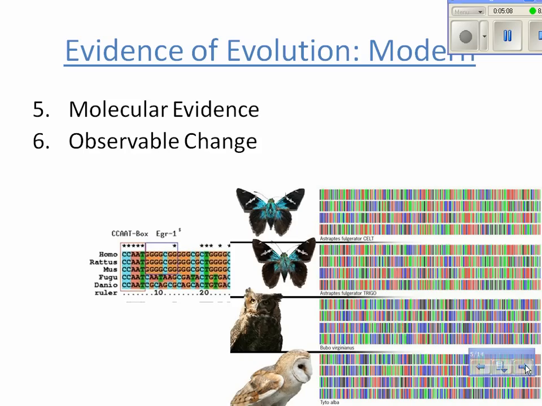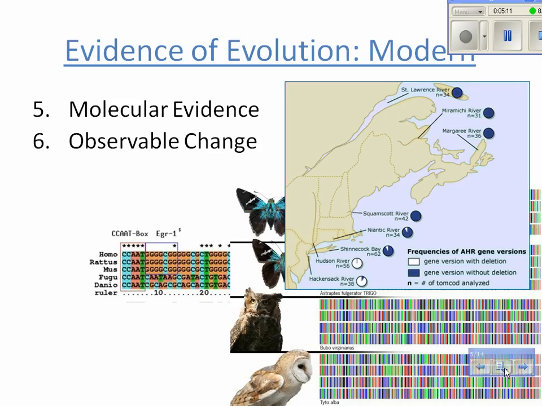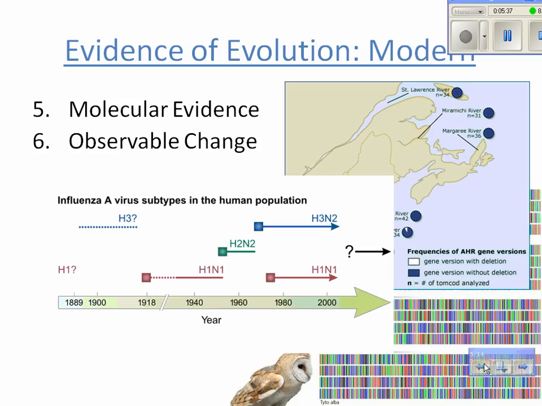The last type of evidence is observable change. The fact that in one person's lifetime, you can see a population actually evolve in front of your eyes. For example, the tomcod from the Hudson River evolved a resistance to PCBs, to pollution, in 60 years. Now, this is happening so fast in these fish because they have a very short generation time. Another really common example of observable change is the flu virus. We have to get a flu shot every year because the flu evolves and changes to resist that shot.